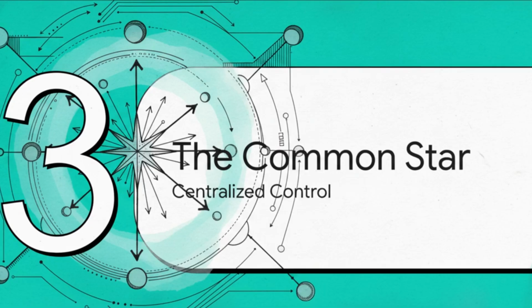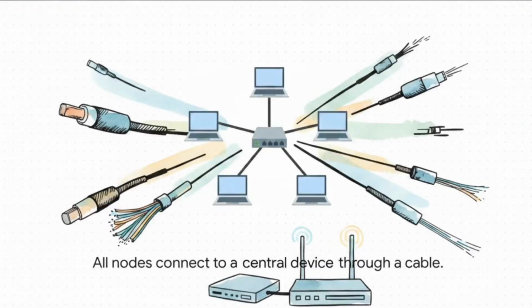The common star, representing centralized control. The star topology is without a doubt the most dominant structure in use today. In fact, you probably have a variation of this running in your own home right now. In a star setup, all nodes connect directly to a central device, usually a hub or a switch, through their own individual cables. That central switch is the boss. It acts as a repeater and a very smart traffic director for all the data flowing through.